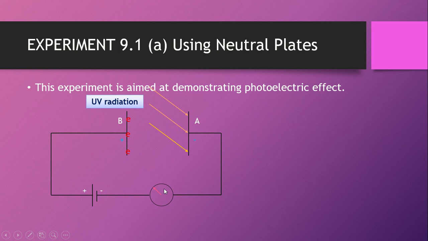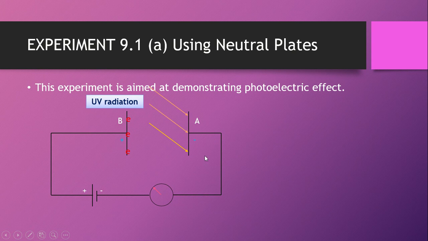But now here comes another thing. What if I now introduce a barrier here, for example a glass barrier? If I introduce a glass barrier between B and A, there shall be no deflection noted on this galvanometer. Reason being, the radiation has been stopped.